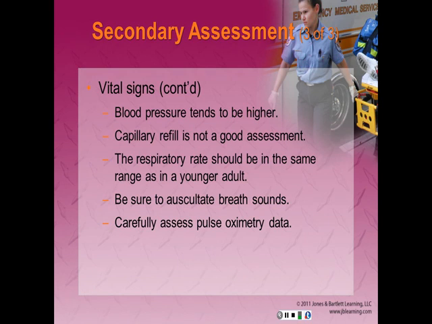Careful interpretation of pulse oximetry data is necessary in older adults because the pulse oximetry device requires adequate perfusion to get an accurate reading. It may be helpful to use adhesive temporal probes with the pulse oximetry, as this might help confirm data accuracy. A blood pressure of 120 over 80 millimeters of mercury could be an indication of a significant problem in an elderly patient.